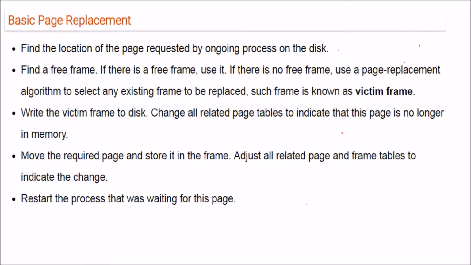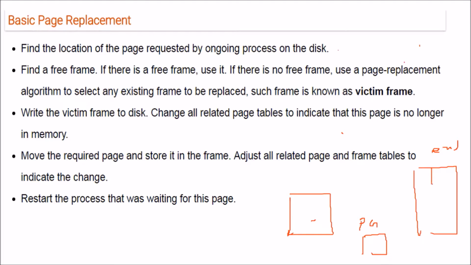As we have seen, we have our main memory with frames. We have a page table here, which connects this to the external drive, which is divided into pages, while the main memory is divided into frames. Now we have to find the location on the disk of the page requested by the ongoing process. First, the page has to be located. This process requires this page on the disk.